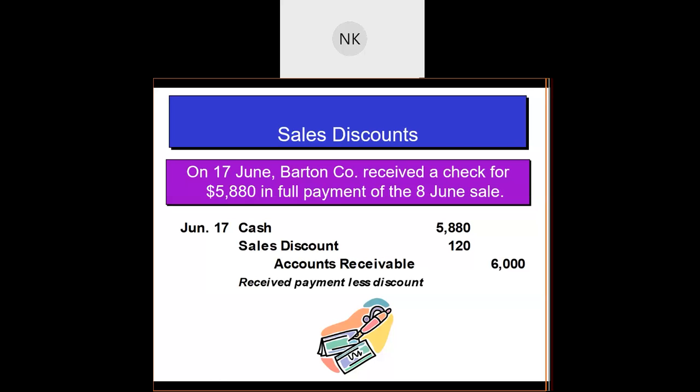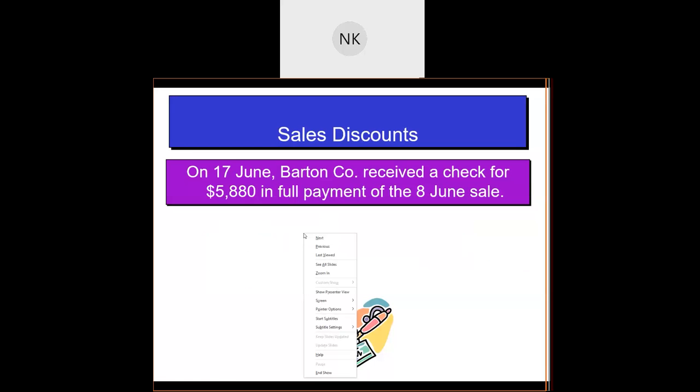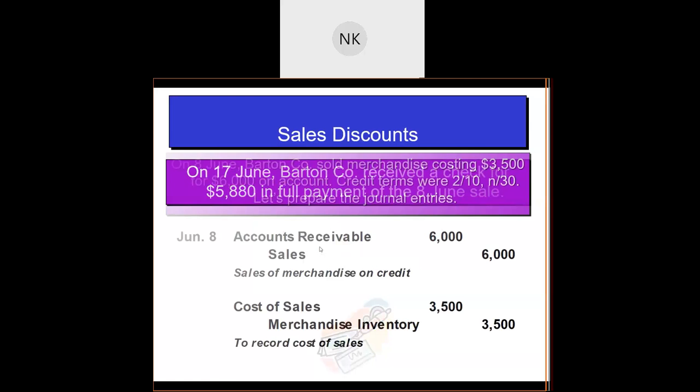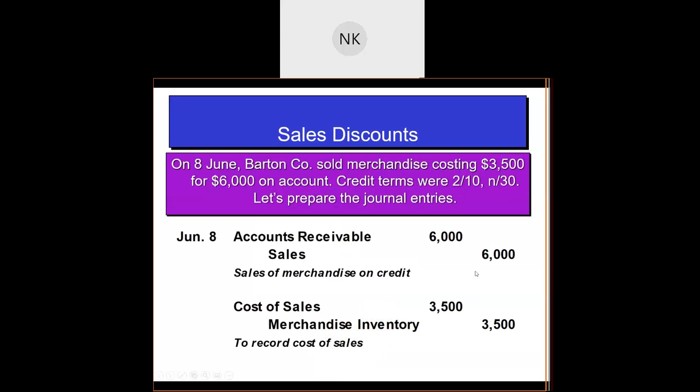Okay, before that, I go back to this previous one. The amount of sales that you recorded is 6,000. So this is your revenue already, right? On 8th of June, you record 6,000. So this is the revenue.